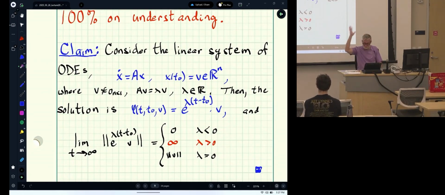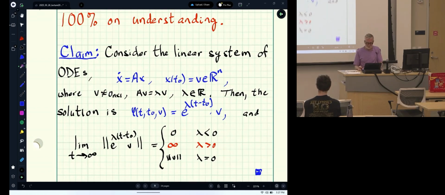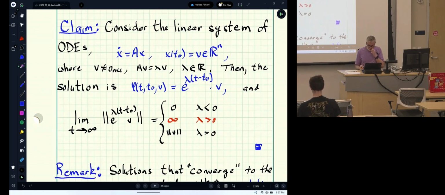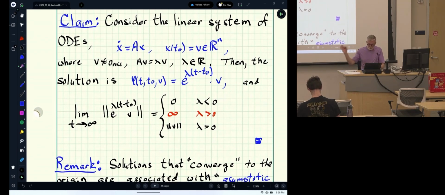Okay, so this is something very similar to what I've already written down. We've got a linear system. You take an initial condition, being a vector in Rn, and then we assume that vector is an eigenvector, as the solution is, as we've worked it out. And then just pointing out that if you take the norm of that, it's going to 0.